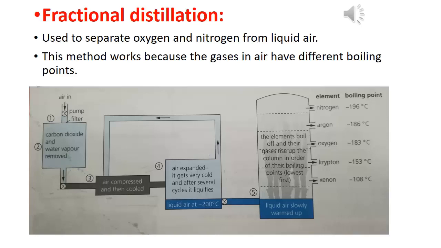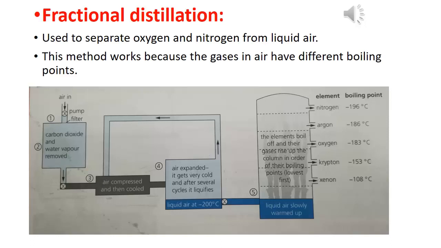Now in the 5th stage, the liquid air is pumped into the fractionating column. A fractionating column means it has different levels. At each level, what happens? There it is slowly warmed up. The gases boil at different boiling points. As we know, the gases in the air have different boiling points. The liquid air slowly warms up and starts to boil, and the gases boil off one by one and are collected in tanks or cylinders.